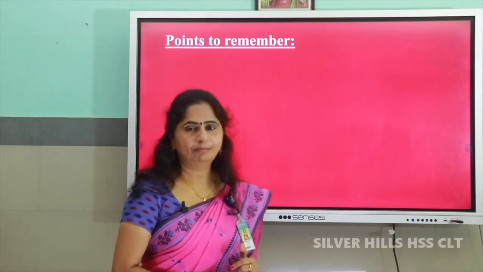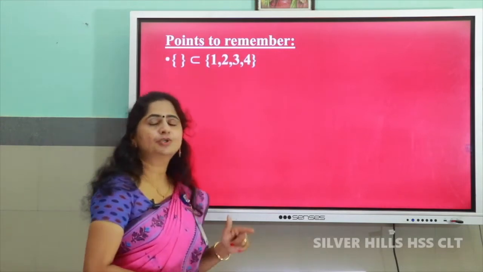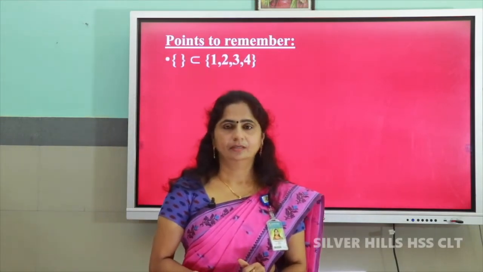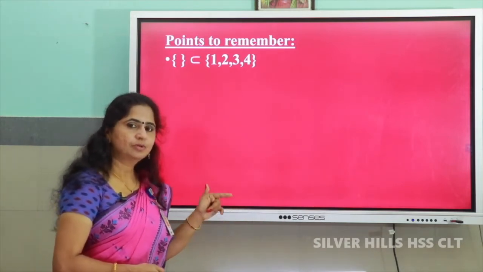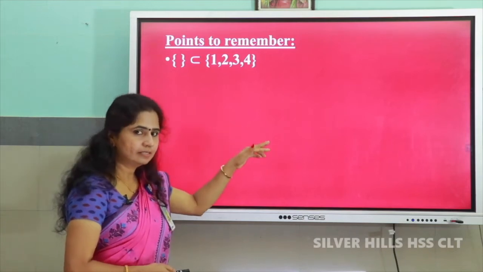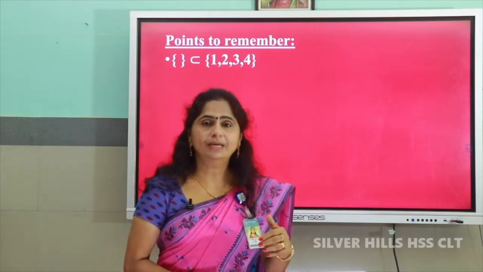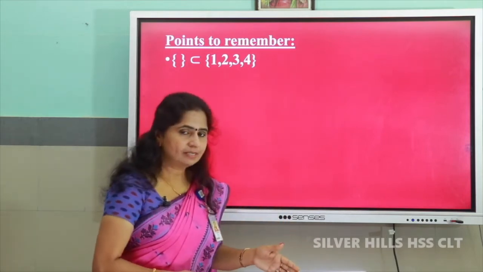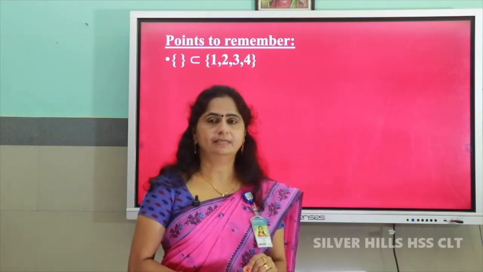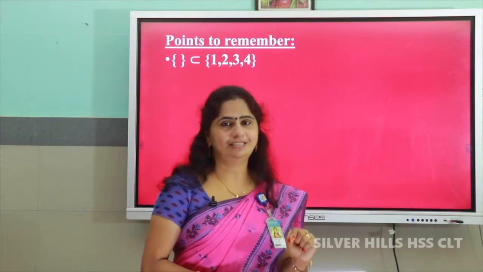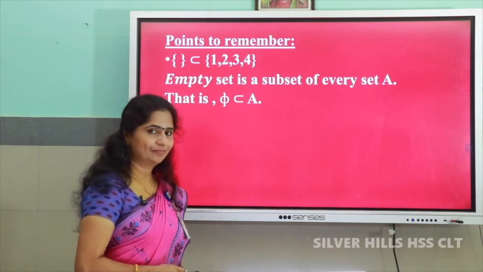Some points to remember. First, we say that the empty set is a subset of every set, because the empty set means we don't have any elements in that set. So, we cannot check whether it is present in this set or not. Since we cannot show that an element is not present in the second set, we conclude that the empty set is a subset of every set, which is written as phi is a subset of A.